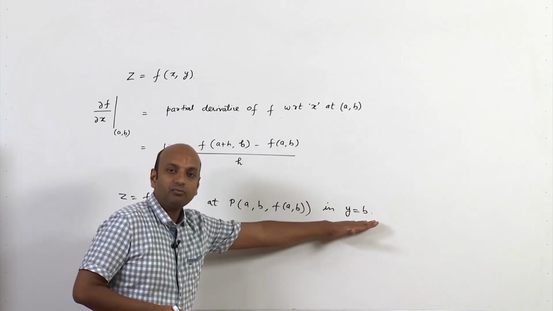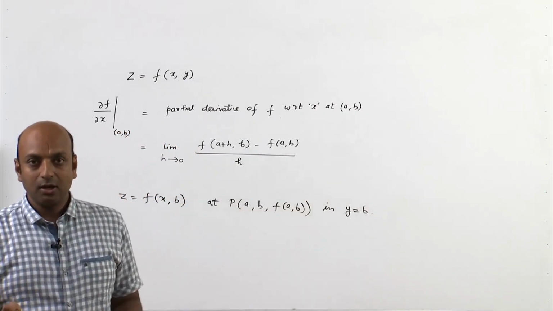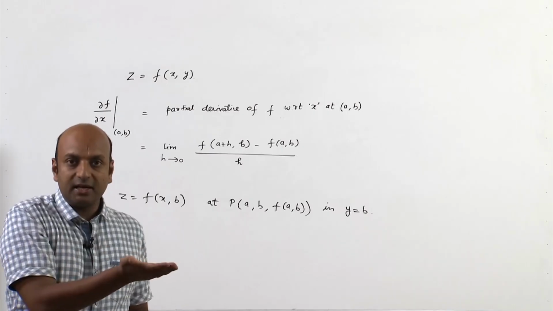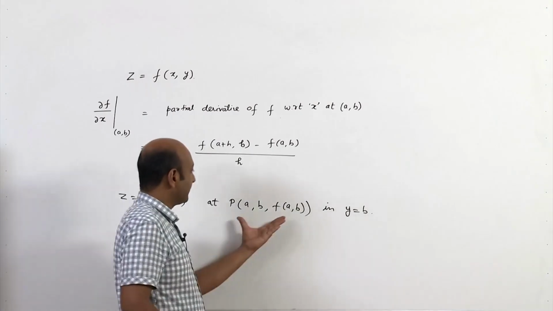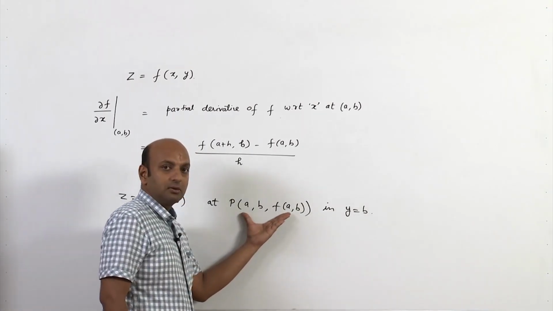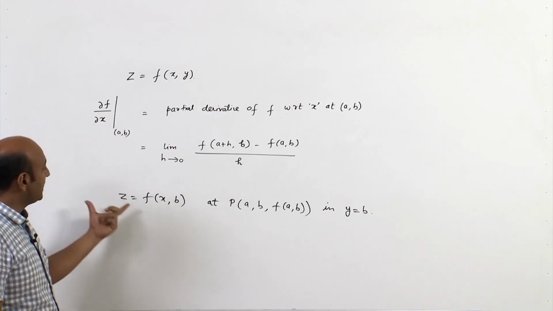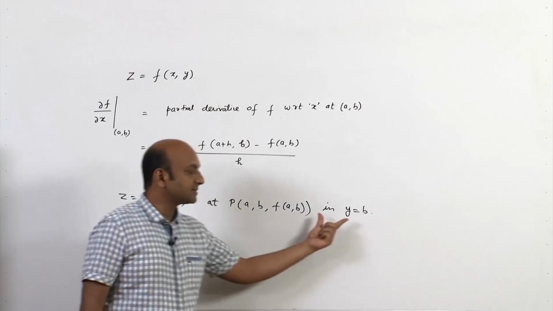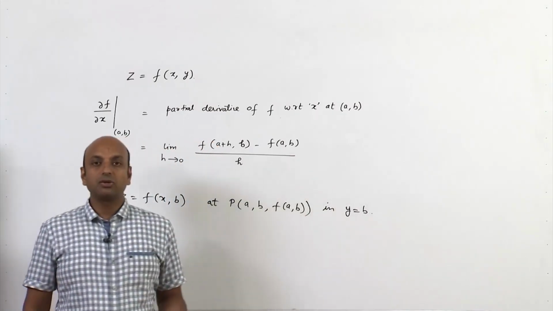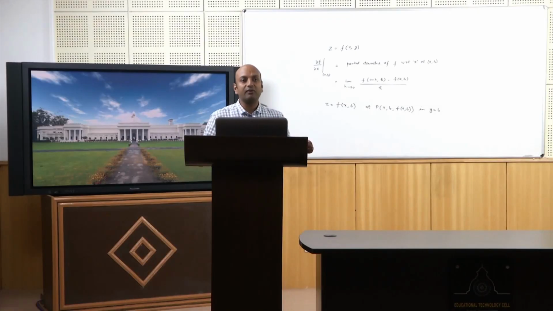Because z equal to f(x, y) is a surface, when y equal to b cuts it, it will give a curve. At this point, the partial derivative of f with respect to x simply gives the slope of the tangent of this curve in the plane y equals b. So this is how we can define del f upon del x, or the partial derivative of f with respect to x, geometrically.